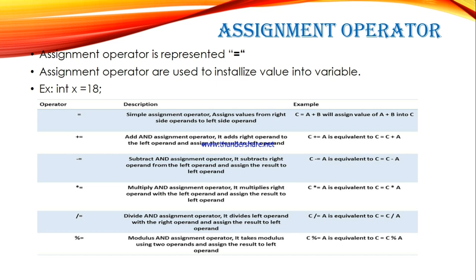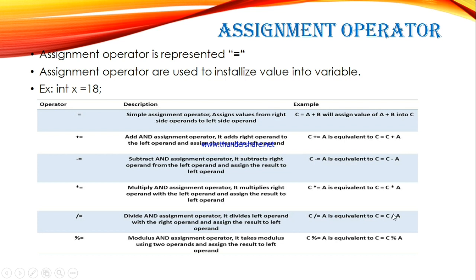Next, we see the assignment operator. The assignment operator is represented by equal to. An assignment operator is used to initialize a value into a variable. For example, int x equal to 18. Int is a data type, x is a variable name. It assigns a value 18. That means x will store a value of 18. And operators like equal to, plus equal to, minus equal to, multiplication equal to, divide equal to, modulus equal to.